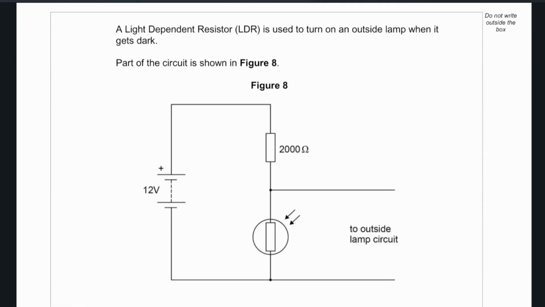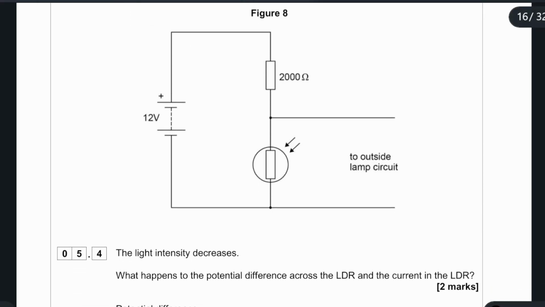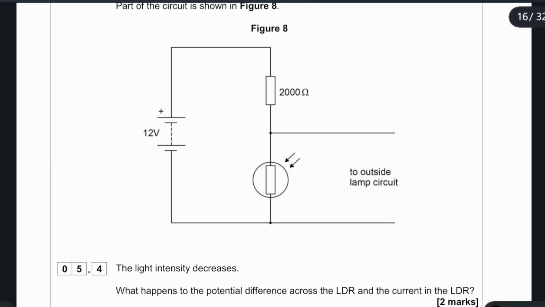So the next part of the question then, we have a light dependent resistor and it's used to turn on an outside lamp when it gets dark. And so part of the circuit is shown in figure 8. And basically we're told that the light intensity decreases. What happens to the potential difference across the LDR and the current in the LDR when the light intensity decreases?